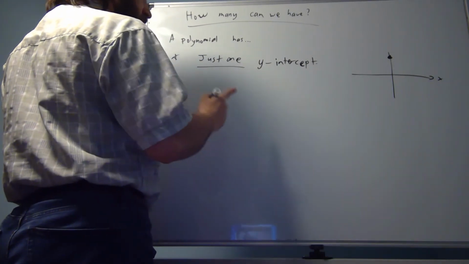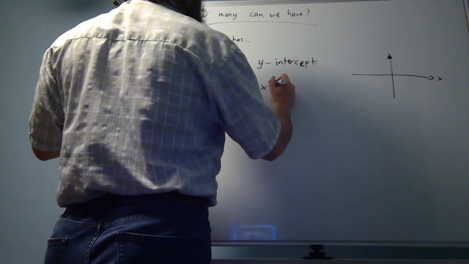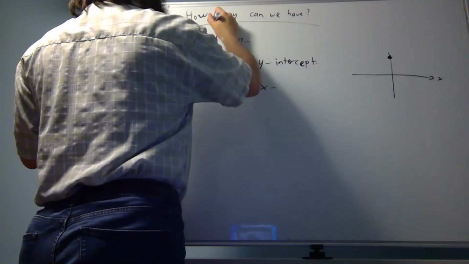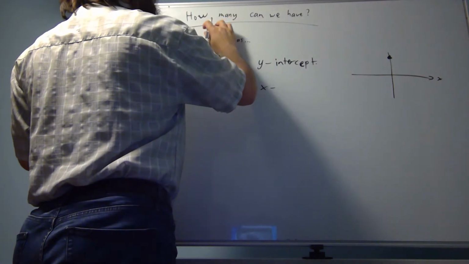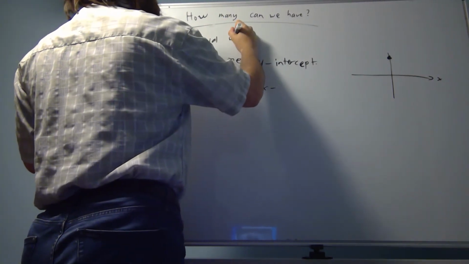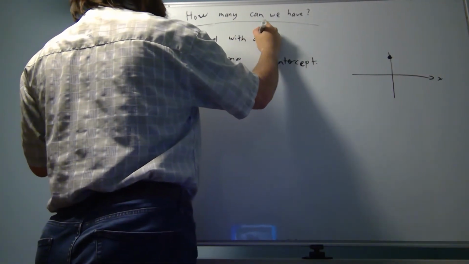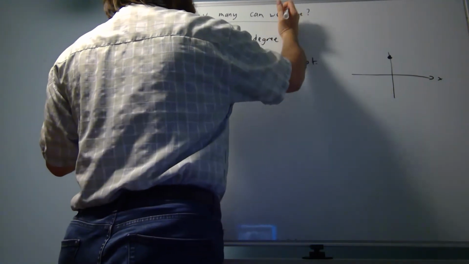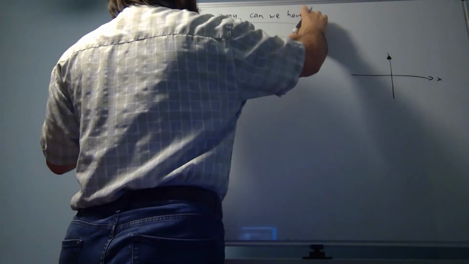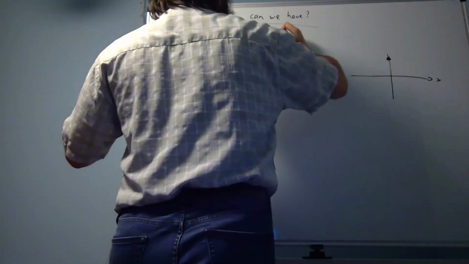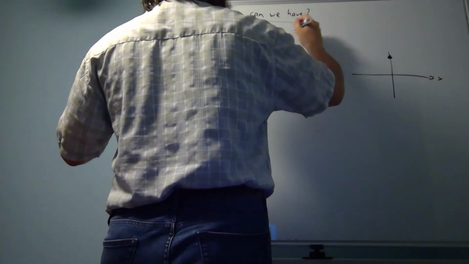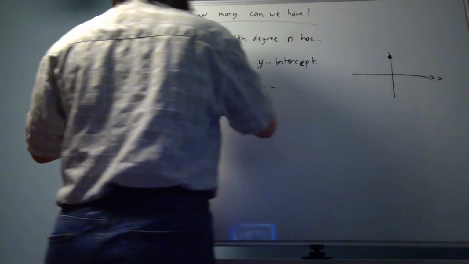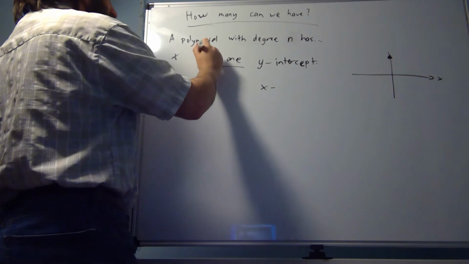All right, so we have x-intercepts. I think the book uses n. Sometimes they use d for the degree, but the book usually calls it n. And dot dot dot. I guess if I'm continuing the sentence, I should use a lowercase.